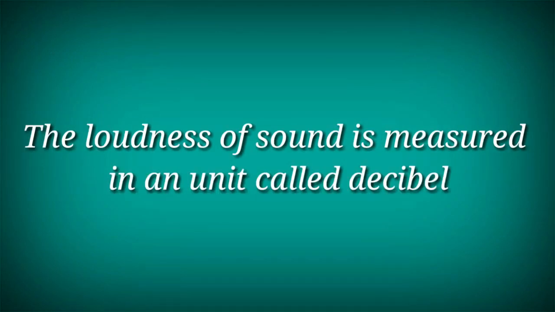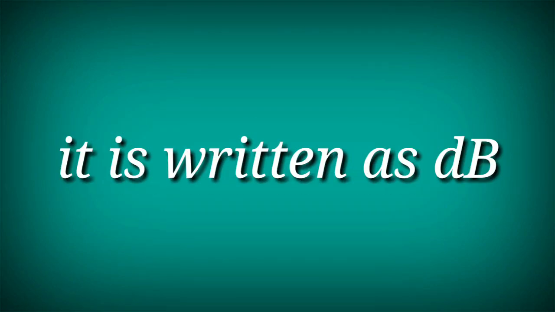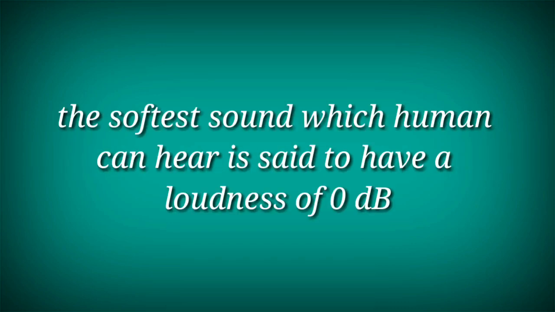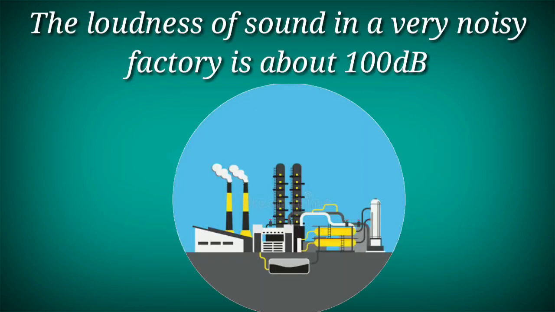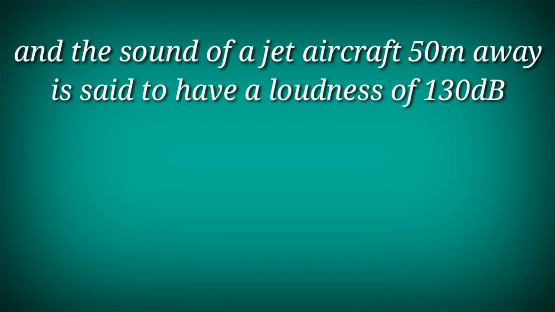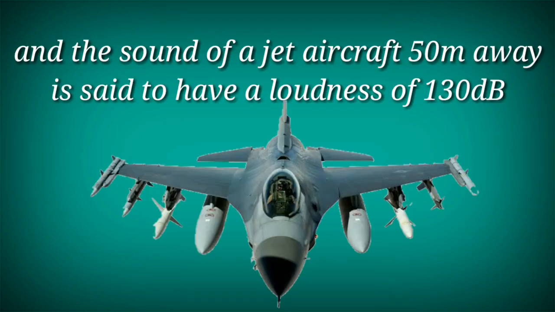The loudness of sound is measured in a unit called decibel, and it is written as small d and a capital B, dB. The softest sound which humans can hear is said to have a loudness of 0 decibel. The loudness of sound of people talking quietly is about 65 decibel. The loudness of sound in a very noisy factory is about 100 decibel. And the sound of a jet aircraft 50 meters away is said to have a loudness of around 130 decibel.